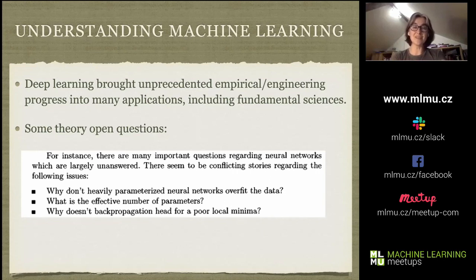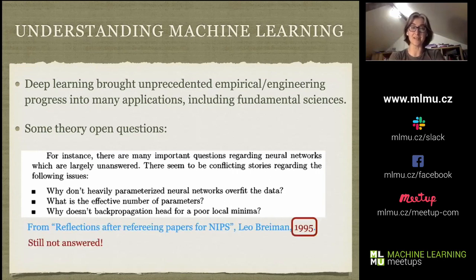But what's really the most striking thing about this article is it's not from this year or last year or the year before, it's actually 25 years old. It's from a note that statistician Leo Breiman wrote in 1995 reflecting on a refereeing process for NIC. Back then, these days it's called NeurIPS, that's the main conference of machine learning.